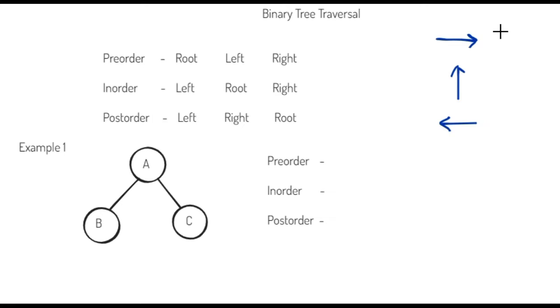When the node is visited for the first time, then the pointer direction is left to right. So the node is visited the first time. When the node is visited the second time, then our pointer direction is vertical, that means bottom to top. And when the node is visited the third time, then the pointer direction is from right to left.